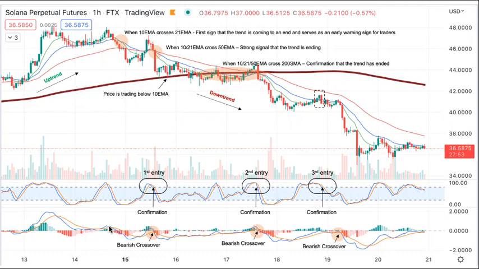Yep. You can also enter here if you want to. If you have drawn a resistance line over here, that means the price just bounced off resistance, and there's a bearish candlestick pattern. Then you look down here, there's a crossover also. Yeah, you can enter.